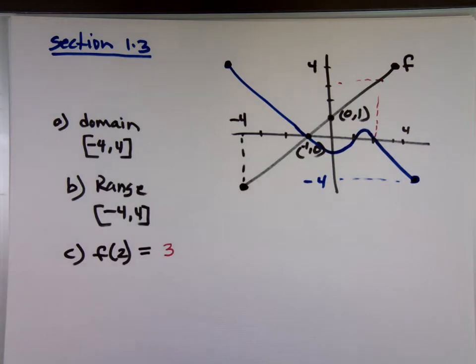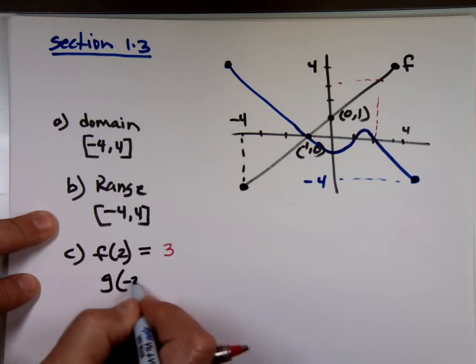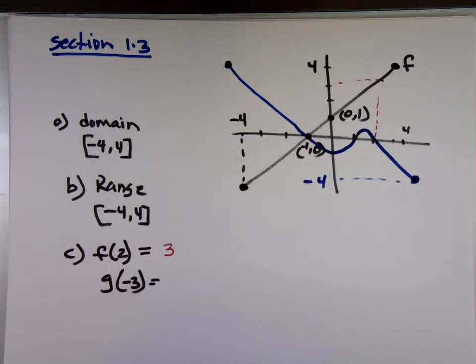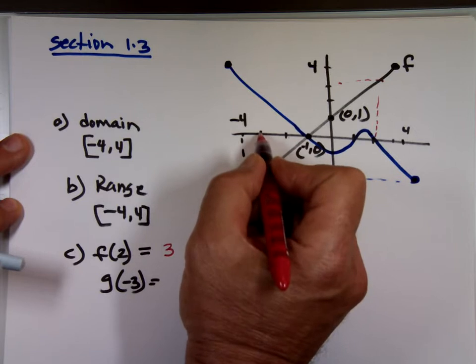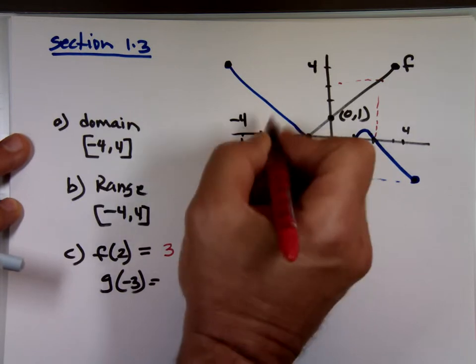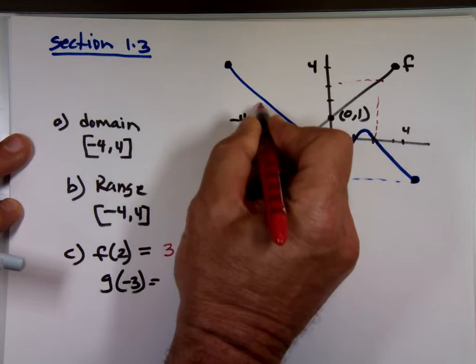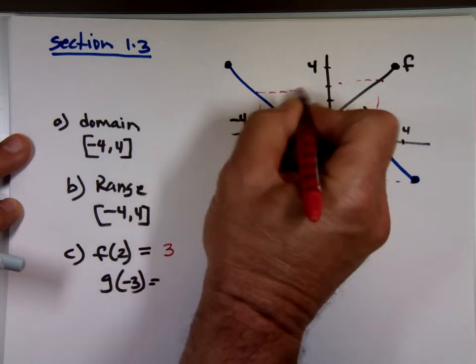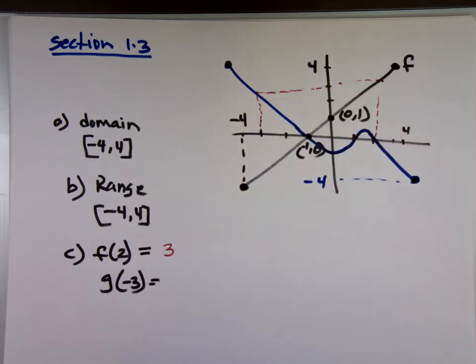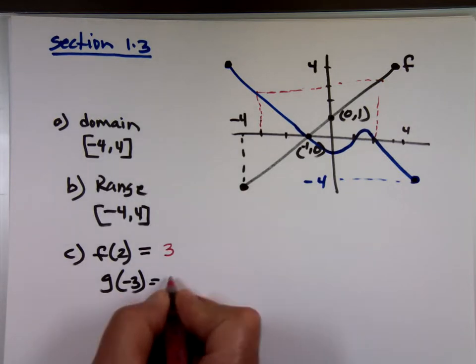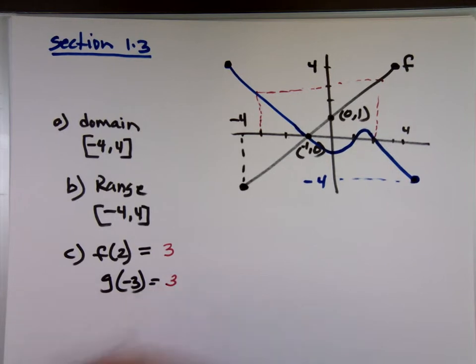What is g sub negative 3? G sub negative 3. When x is negative 3, negative 1, negative 2, negative 3. What is g sub negative 3? Based on my picture, that looks like almost a 3. If you draw the picture accurately, it is actually a little bit higher than 3 even. But based on my picture, that's about a 3.